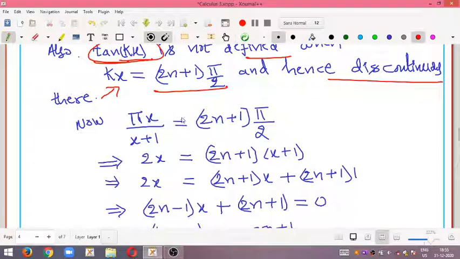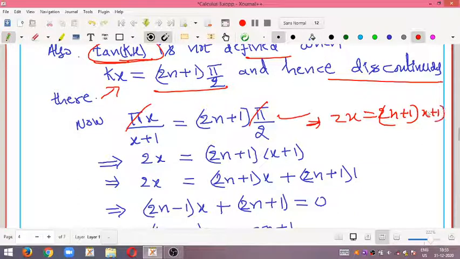For the first one, pi x by x plus 1 is equal to 2n plus 1 into pi by 2, we are making them equal. So on both sides pi gets cancelled. Next, by cross multiplying, 2x is equal to 2n plus 1 into x plus 1.